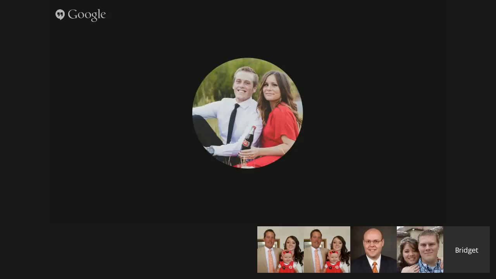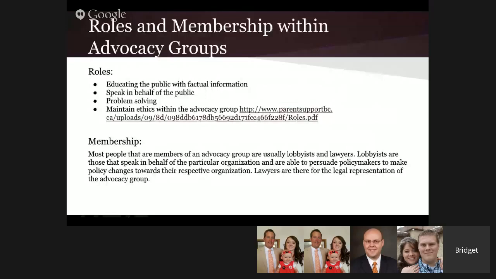Not all of them, but some. The first one is educating the public with factual information. They can educate the public with pamphlets or meetings, giving them the information and speaking on behalf of the public. They problem solve: they come together and decide how they can tackle a problem and what things would be more effective. They maintain ethics within the advocacy group. There's a level of respect and appreciation towards each other to become a member of an advocacy group.